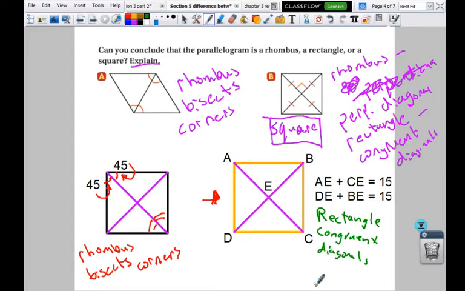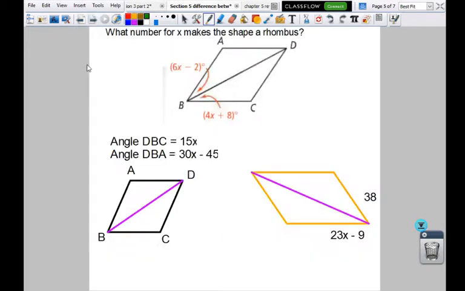Alright, so that's the first part of what we're doing. The second part is almost exactly like yesterday's. We are going to look at shapes and say, what can I plug in for X to make the whole thing a rhombus or a rectangle or whatever. If I want to make this a rhombus, what do I know about these two angles? They have to equal each other, right? So what number for X makes the shape a rhombus?